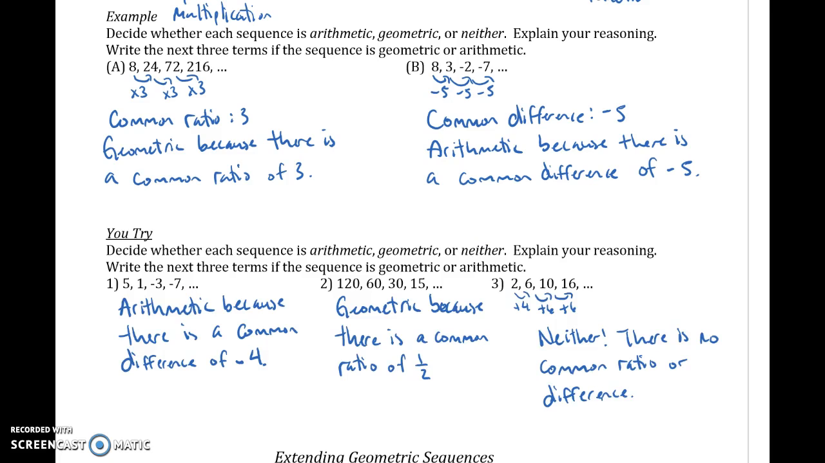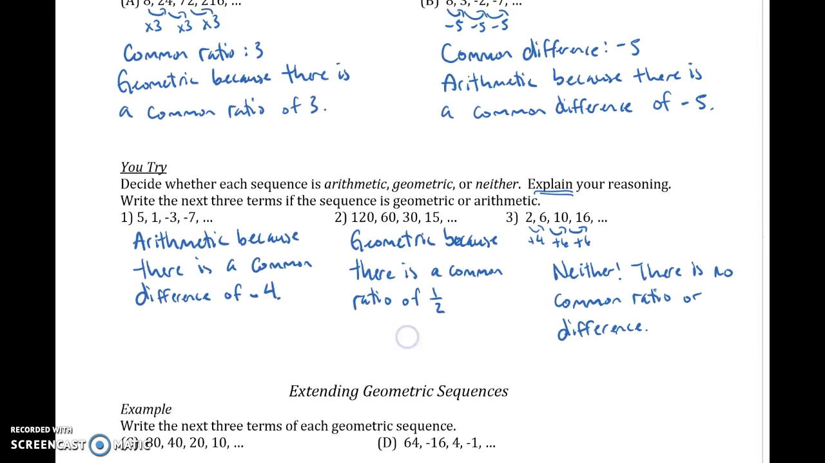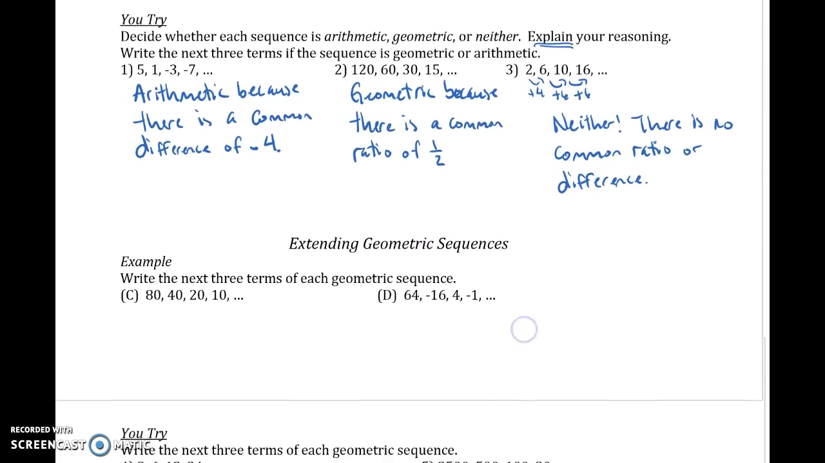All right, go ahead and check your work. So hopefully you saw that 1 is arithmetic because it's going down by 4 every single time. 2 is geometric because we're multiplying by 1/2 every time. And 3 is neither because it was suddenly +4, then +6, so there's no common difference or common ratio. And again, your explanations could be different, right? But this is just one possible way you could have explained your work, but it's really important you are telling me why, okay?